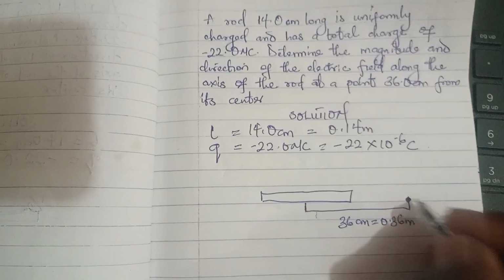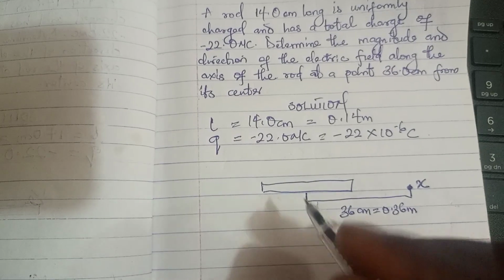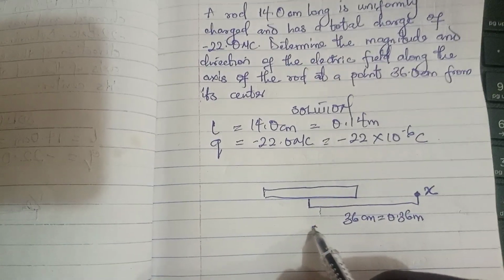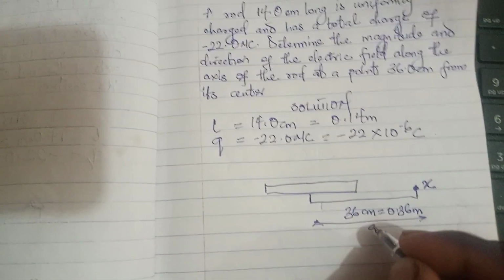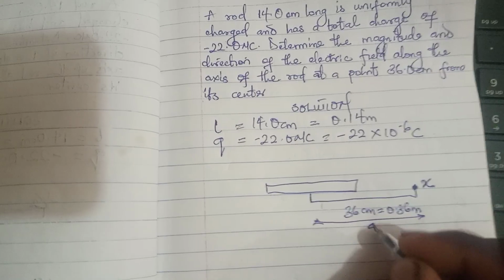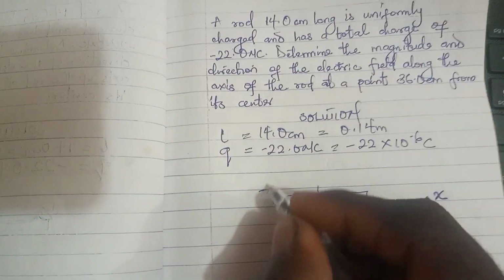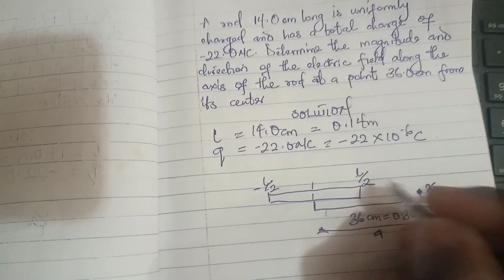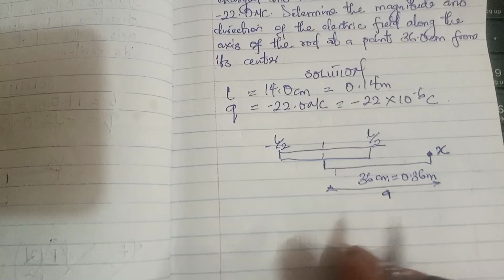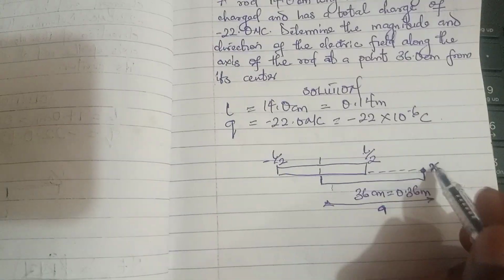If we call this point X, and this other one from the center of the rod, let's call this one A. Then, since this is from the center of the rod, we can tag this place minus L over 2 and this side L over 2. This will be relevant in the formula we'll be using because it's along the axis of the rod.